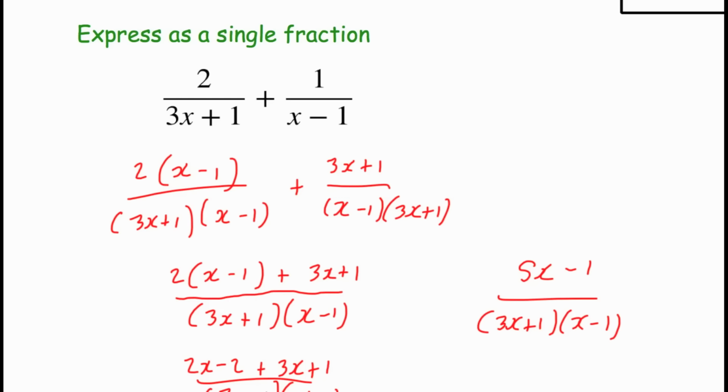And that's it. So we've expressed 2 over 3x plus 1 plus 1 over x minus 1 as a single fraction as 5x minus 1 over 3x plus 1 times x minus 1, like so.